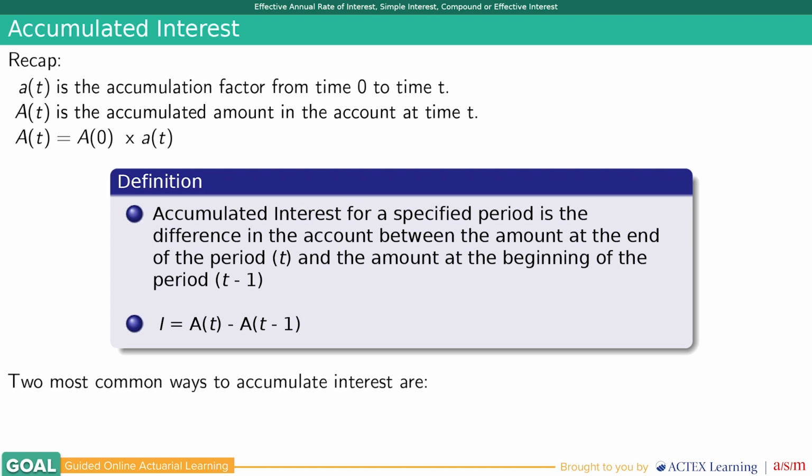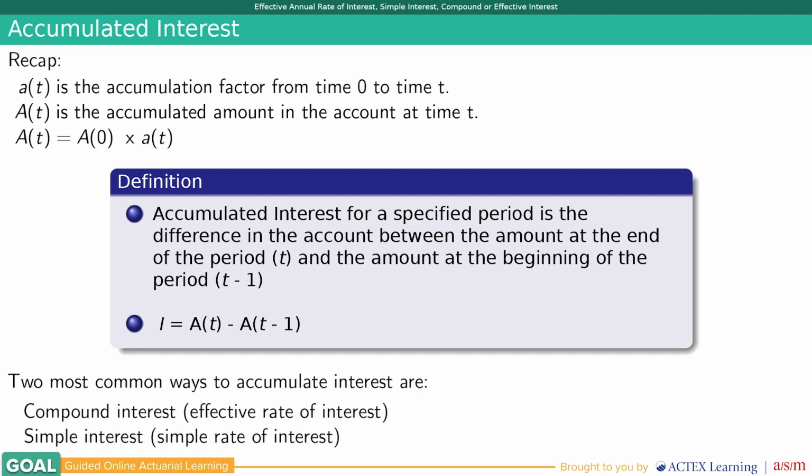Now, the two most common ways to accumulate interest are compound interest, which uses the effective rate of interest, and simple interest, which uses the simple rate of interest. We will explore both of these methods in the next few slides.